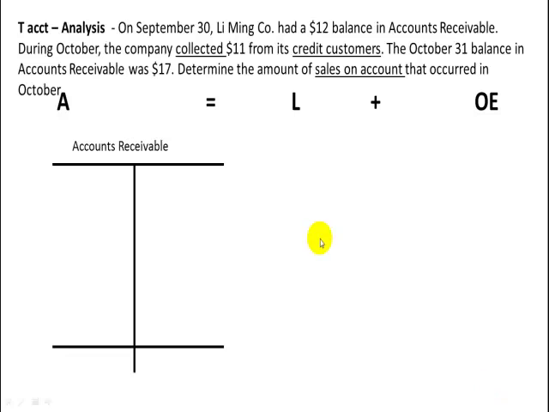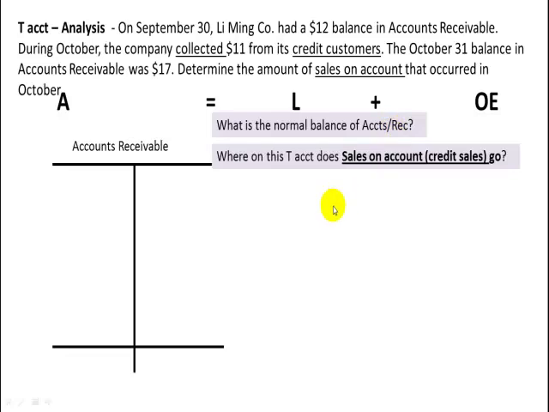This is another T account analysis problem. This time we're dealing with accounts receivable, which is also an asset. And let's see if we can get some basic questions answered here. What is the normal balance of accounts receivable? Well, it's an asset, so the way you increase it, which is a debit, is its normal balance. So the normal balance of accounts receivable is a debit.